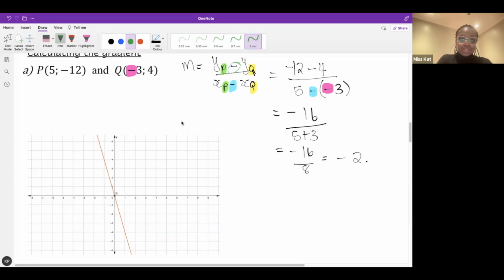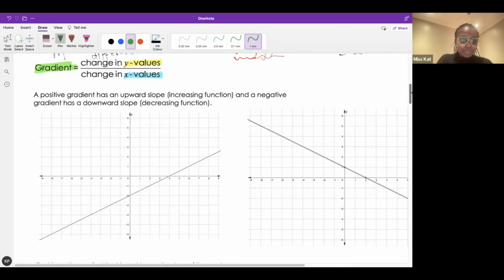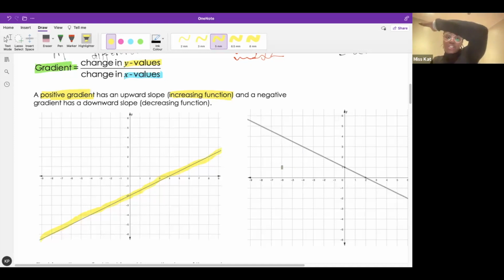Now that it seems like we all get this, I need to go back up and tell you this important piece of information. Remember, we dealt with increasing and decreasing graphs, right? So if you do this whole sum and you do your substitutes and everything, and your answer ends up being positive, so you get a positive gradient, then you will have an increasing graph. Do we all remember what an increasing graph looks like? That would be this one over here. Okay, so it's going up. The values are getting greater and greater and greater. That would happen if you get a positive answer for your gradient.